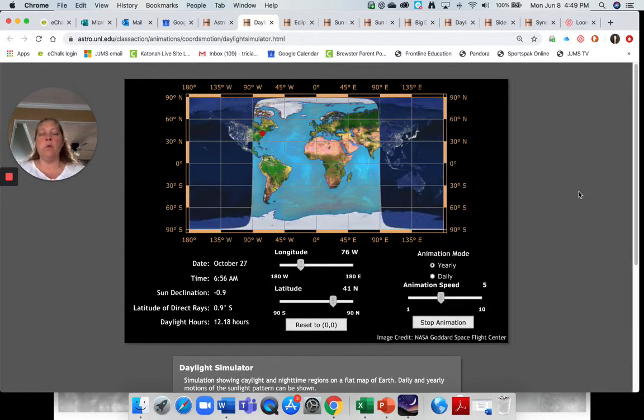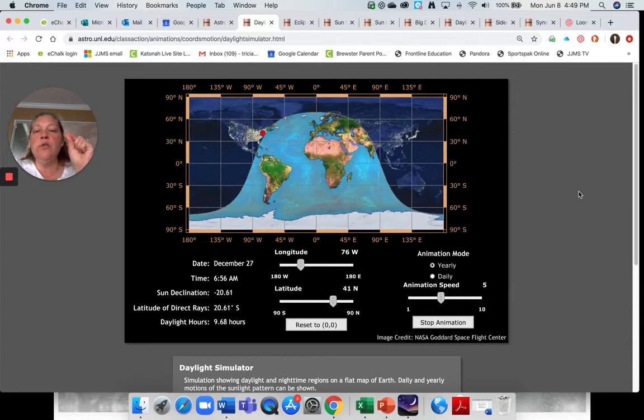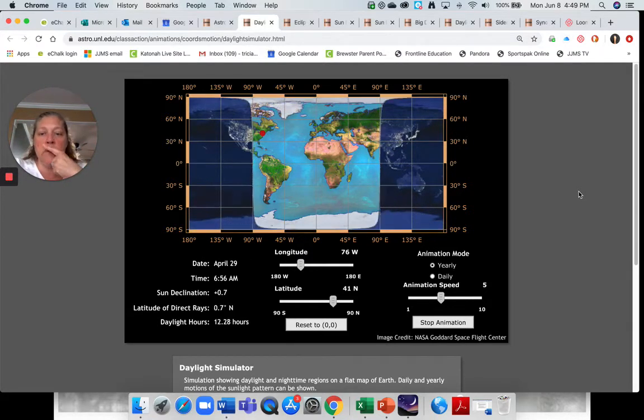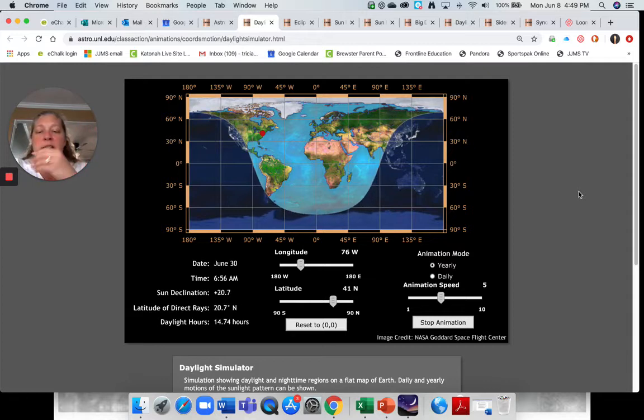Here it is. Okay, we're going to look at this. This shows you the changing pattern of daylight as the year progresses. I'm not going to pause it because when I pause it, the dates get messed up. So here's summer solstice.